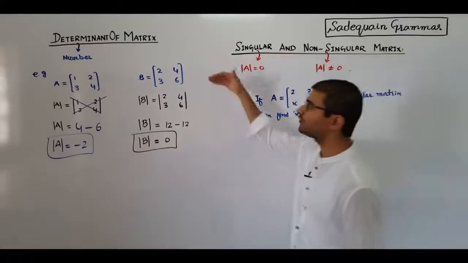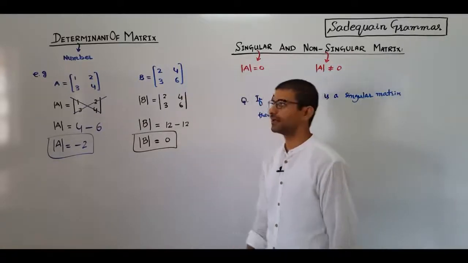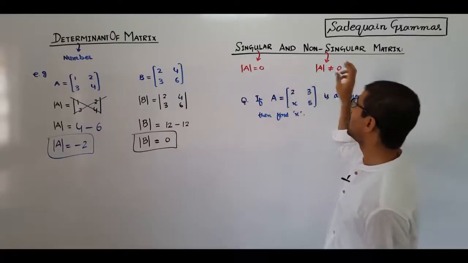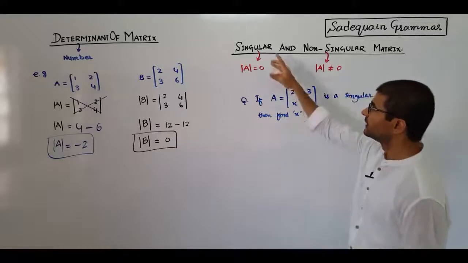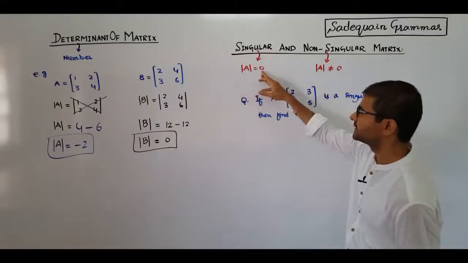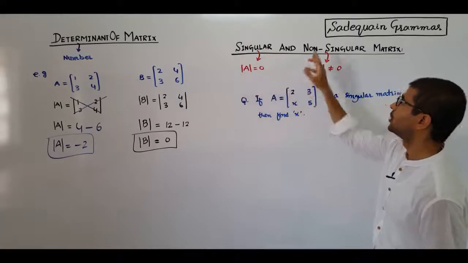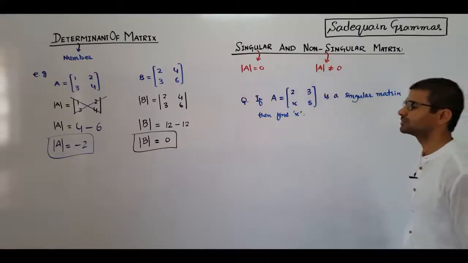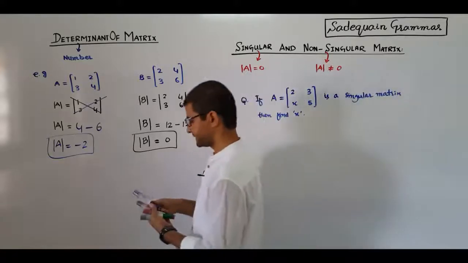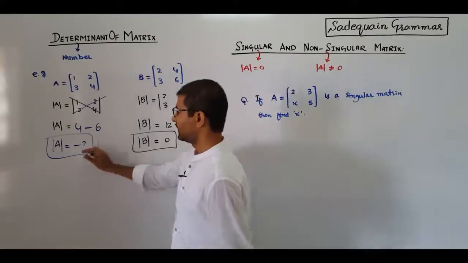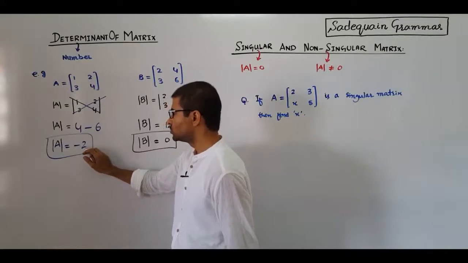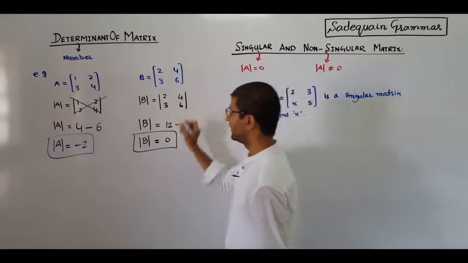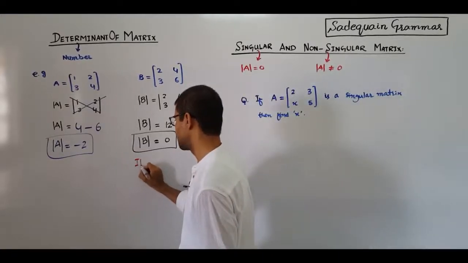On the basis of the answer of the determinant, we can decide whether the matrix is singular or non-singular. Singular matrix: determinant of the matrix is 0. Non-singular matrix: determinant is not equal to 0. Now we can decide: determinant answer is -2, and the other answer is 0. 0 answer, so it is a singular matrix.